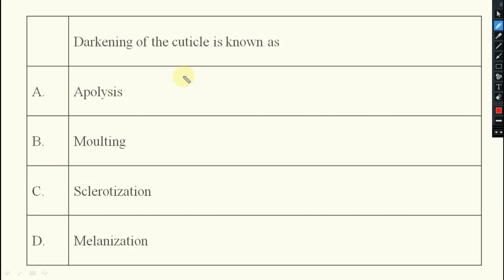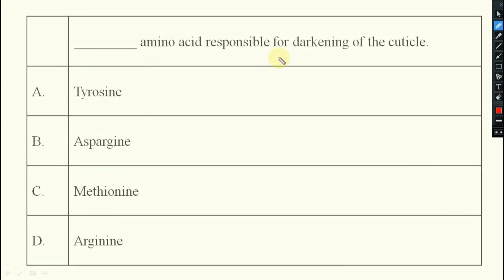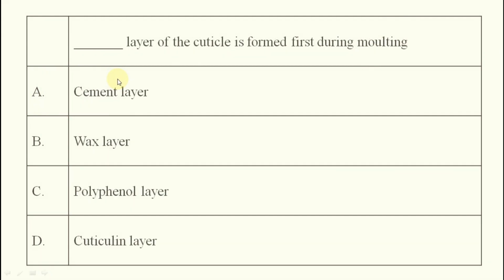Next, darkening of the cuticle is known as what? Your option D, that is melanization. No need to tell. Okay, then which amino acid is responsible for darkening of the cuticle? The answer is option A, tyrosine. Tyrosine is the amino acid responsible for darkening of the cuticle.